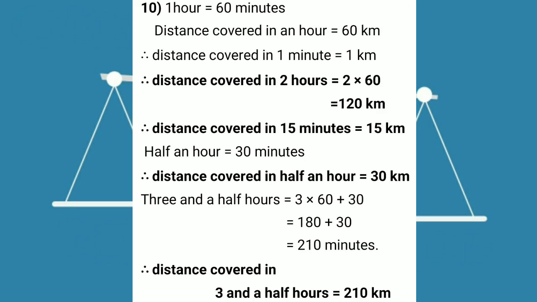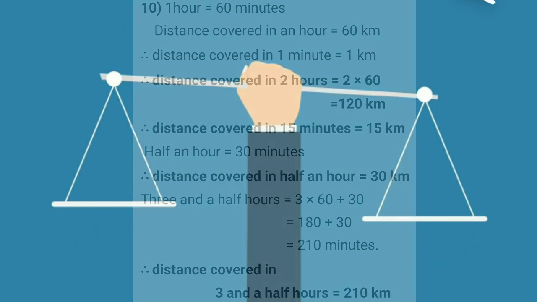The next question is how much distance will be covered in 3.5 hours. We first have to calculate how much time is 3.5 hours. So 3 hours is 3 multiplied by 60, that is 180 minutes, plus half an hour is 30 minutes. So altogether it is 210 minutes. Therefore, the distance covered in 3.5 hours is 210 kilometer.